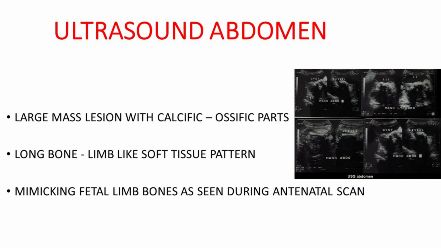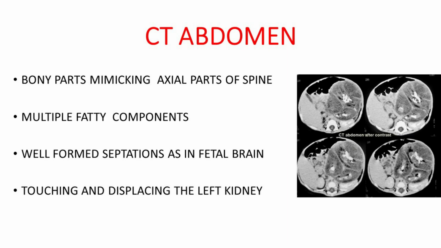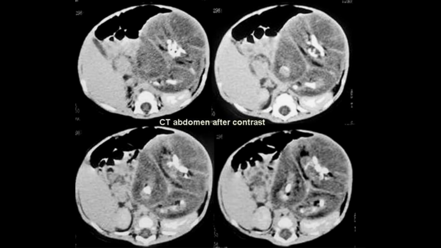You can see long bone limb like soft tissue pattern in all the 4 images, and they are mimicking fetal limb bones as seen during antenatal scan. Now we'll go to the CT abdomen, and there are very typical bony parts mimicking axial parts of the spine, and you can see multiple fatty components, and there is well formed septation as in fetal brain, and this mass lesion is touching and displacing the left kidney.